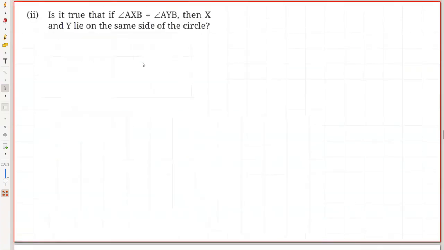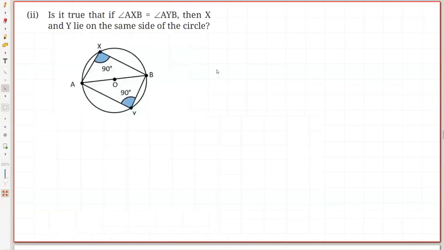Now the second part: is it true that if angle AXB is equal to angle AYB, then X and Y lie on the same side of the circle? If angle AXB and angle AYB are equal, is it necessary that X and Y should be lying on the same side? Now actually the answer is no. We can have a diagram like this also. AB is a chord on the circle. Here AXB and AYB are in opposite directions. They are not on the same side; they are on the opposite sides.